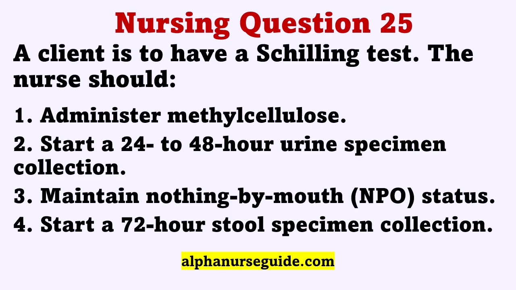Methylcellulose is a bulk-forming agent. Laxatives interfere with the absorption of vitamin B12. The client is NPO 8 to 12 hours before the test, but is not NPO during the test. A stool collection is not a part of the Schilling test. If stool contaminates the urine collection, the results will be altered.